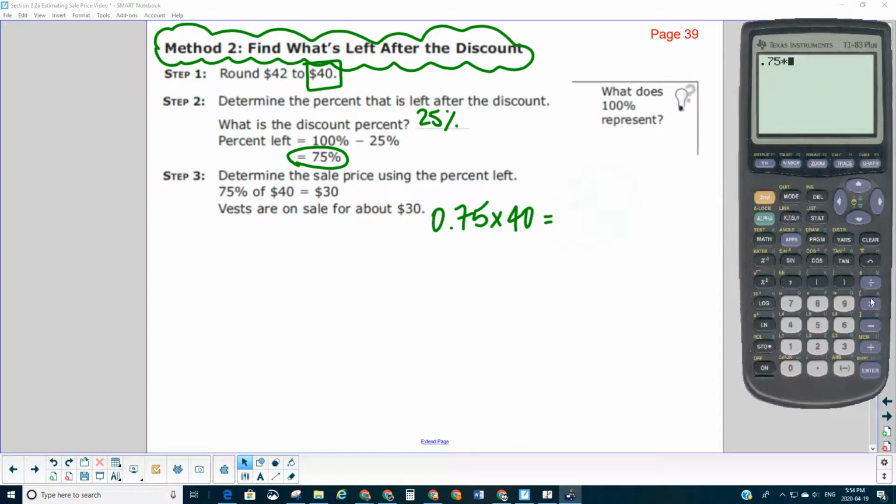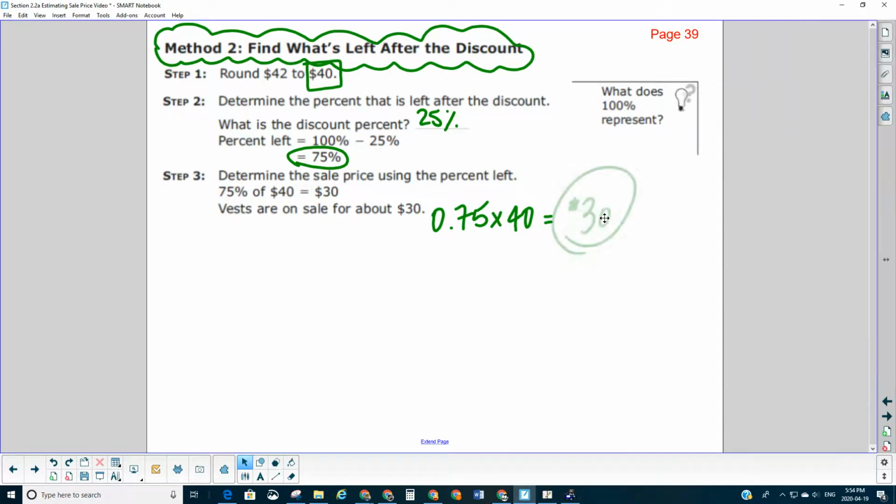0.75 times 40, and we get our $30 sale price right away. And that mark right there is exactly right. So this is going to get us the same estimate as above, but you see that some people might like method 2 better because we're actually only doing the percentage calculation once and doing the subtraction first. And it's a little bit quicker to be able to calculate that.